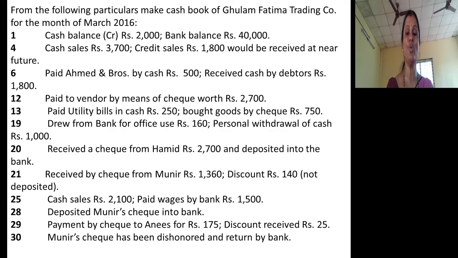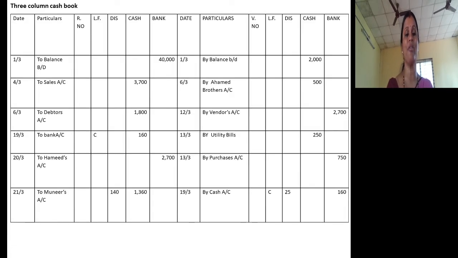Next one, received cash from debtors rupees 1,800, which means whoever is liable to pay you paid you 1,800. You received it from debtors. If you receive from a debtor, what's the journal entry? Cash account debit to debtors account. Cash account should be debited. So on the debit side of the cash column, I'll record 1,800, and reference should be given in the particular column. The account which got credited was debtors account. So on 6/3, to debtors 1,800.